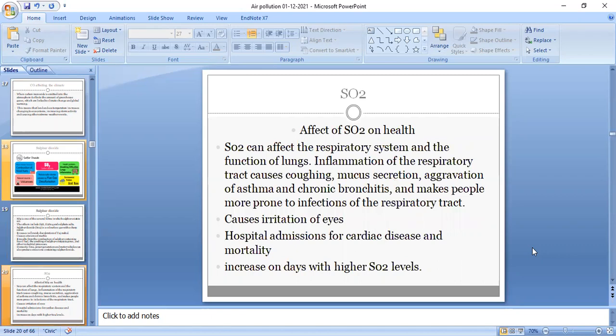Now, the effect of sulfur dioxide on health. Sulfur dioxide can affect the respiratory system and the function of the lung. Inflammation of the respiratory tract causes coughing, mucus secretion, aggravation of asthma and chronic bronchitis, and makes people more prone to infections of the respiratory tract. It also causes irritation of the eyes, and hospital admissions for cardiac disease and mortality are increased when the sulfur dioxide levels are high in the environment.